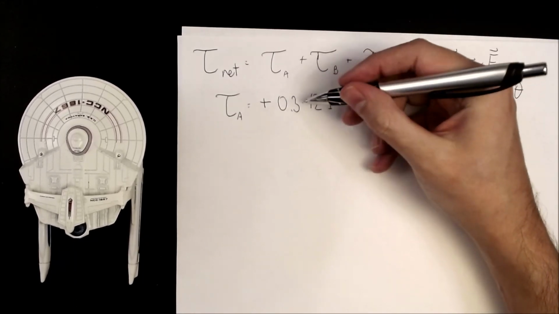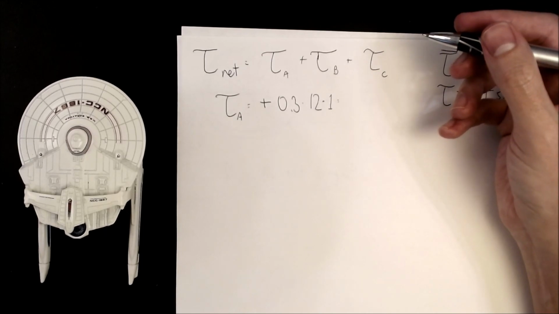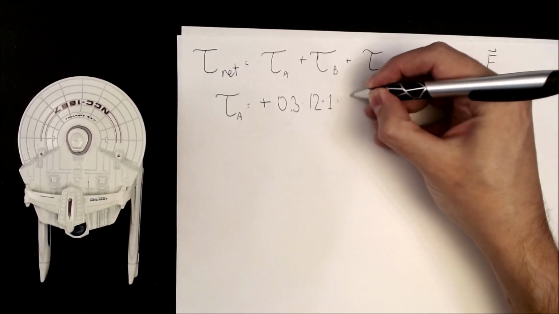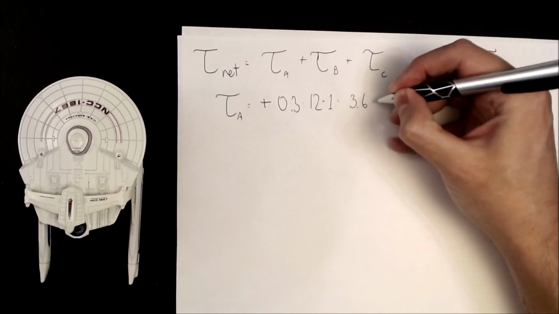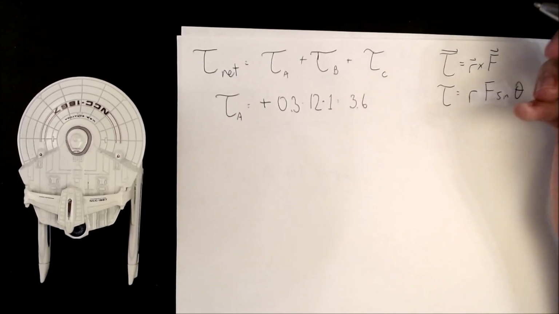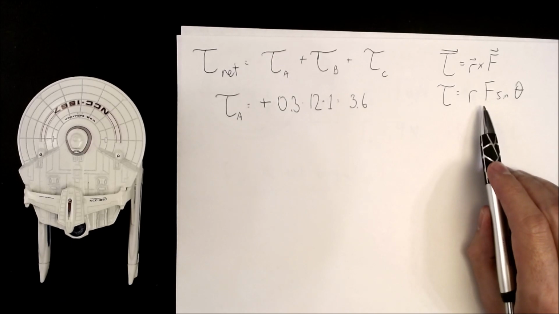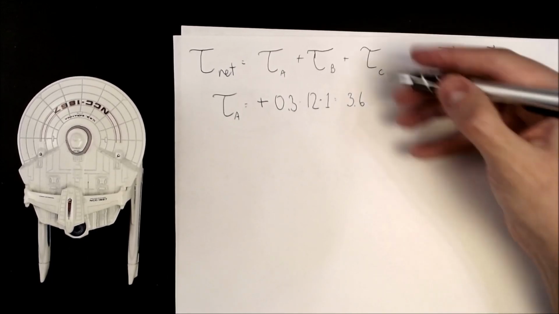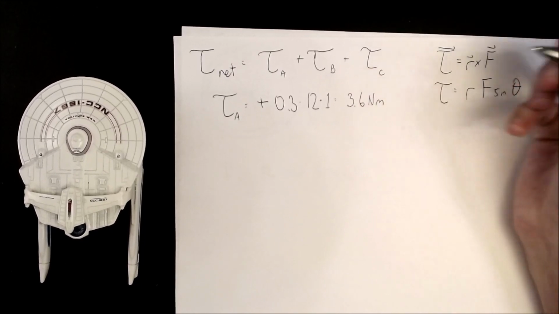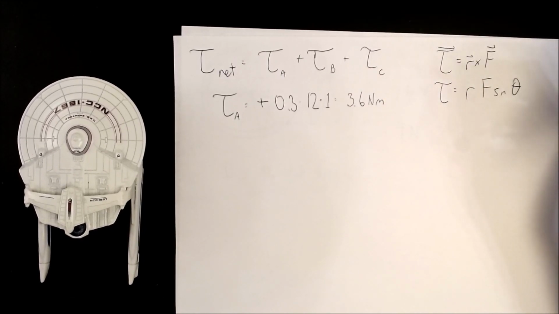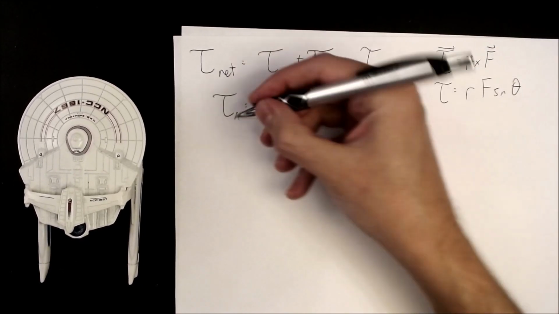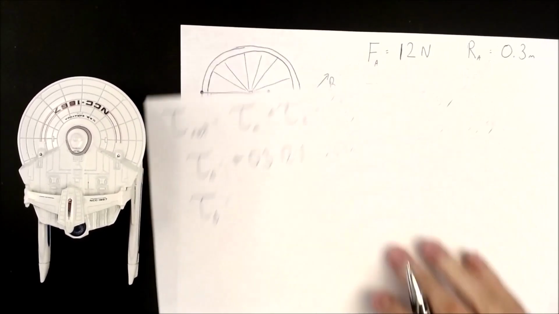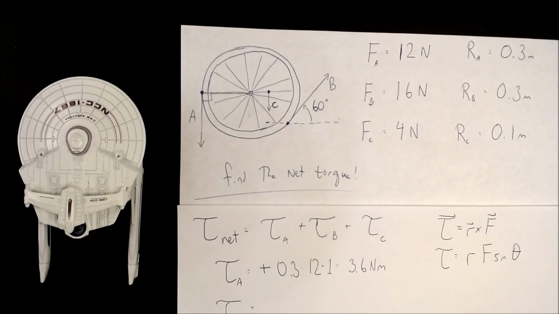So we just have 0.3 times 12. And that's going to be 3.6. What were the units for this? Well, let's see. It should be newtons times meters. Newton meters. Positive. Okay. Torque B. Well, let's take a look at torque B.